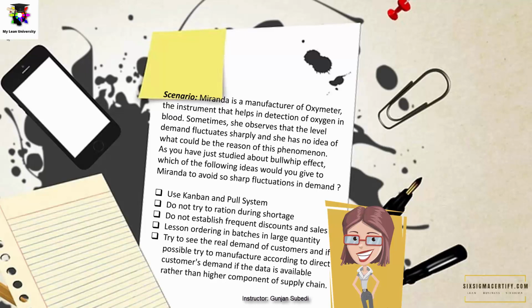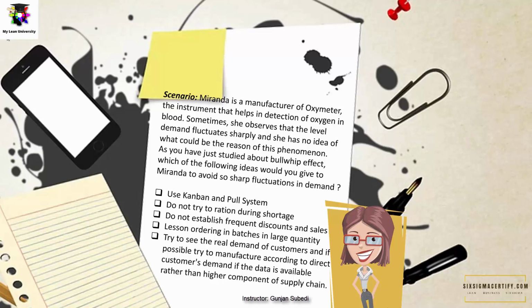As you have just studied about the bullwhip effect, which of the following ideas will you give to Miranda to avoid fluctuations in demand? First option is use Kanban and pull system. Second, do not try to ration during shortage. Third, do not establish frequent discounts and sales. Fourth, try to lessen ordering in batches in large quantity. And fifth, try to see the real demand of the customers, and if possible, try to manufacture according to the direct customer's demand if the data is available. I will give you some time to think. You can pause the video now.